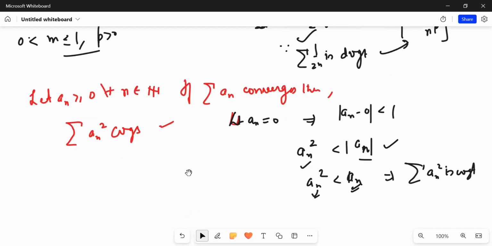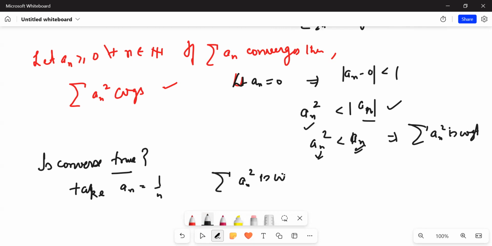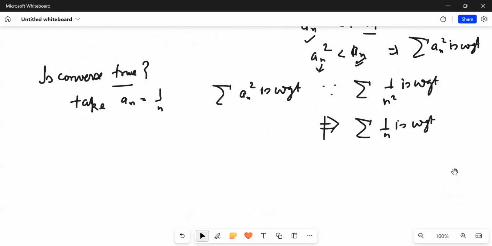Is the converse true? Just think about it. Certainly not. Why certainly not? See, take an to be equal to 1 upon n. I do understand that summation an square is convergent. Why? Because I know that summation 1 upon n square is convergent. But its convergence does not imply that summation 1 upon n is convergent. So if summation an square is convergent, it does not imply that summation an is convergent.